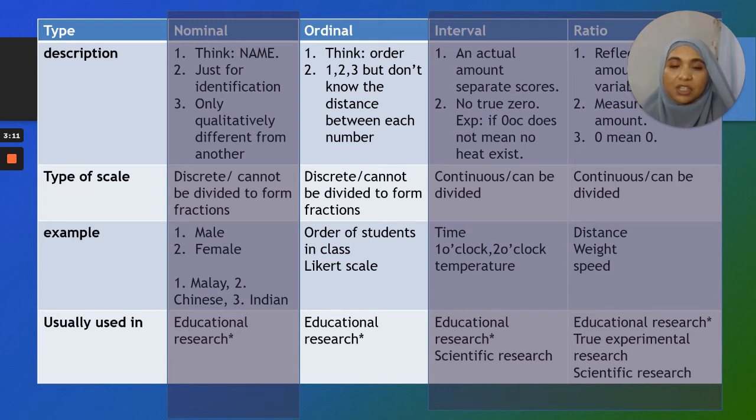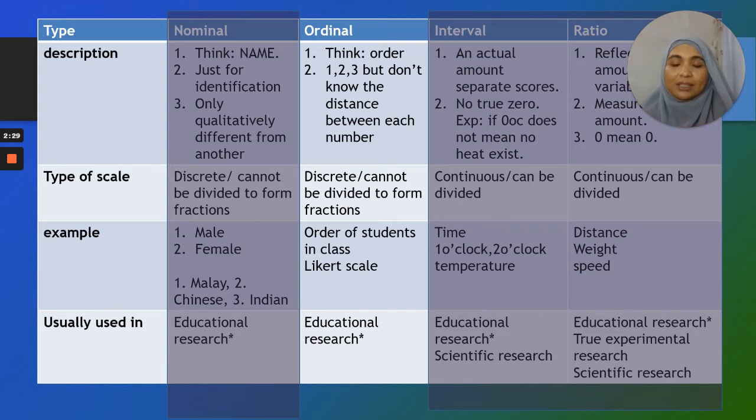The gap between the first person to finish the race and the second might be very small compared to the gap between the second and the third. Another thing on the ordinal scale is the Likert scale, which is used a lot in educational research. It is a ranking like strongly agree, agree, neutral, disagree, strongly disagree.